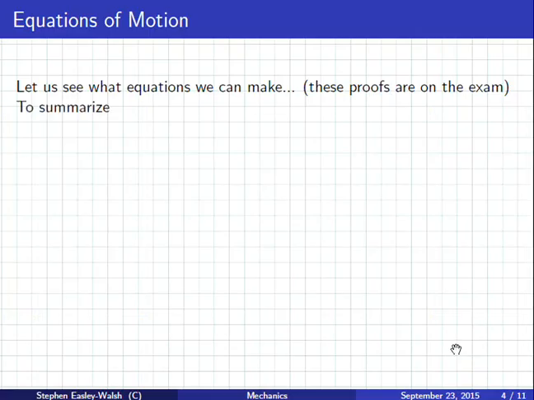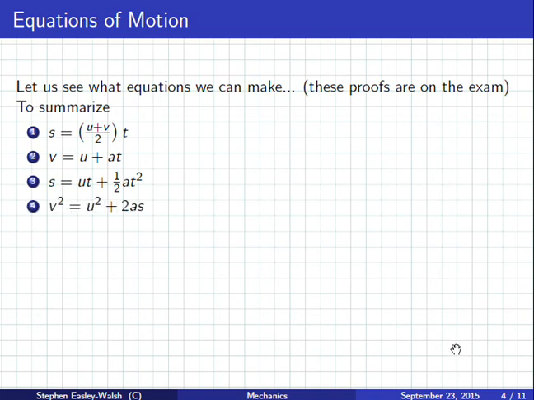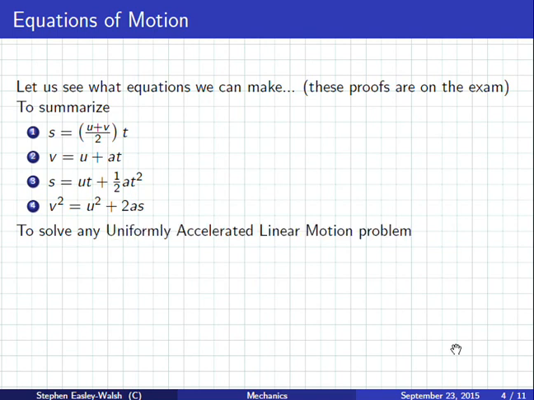Now, the formulas we have: S equals U plus V over 2 times T, that was the formula 0. We have V equals U plus AT, S equals UT plus a half AT squared, and V squared equals U squared plus 2AS. So to solve any problem, we need to know at least 3 of the 5 UVATS. So if you know at least 3 of UVATS, you can find the other 2.